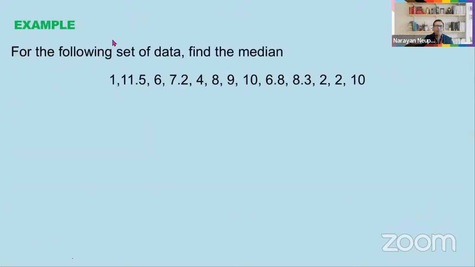So here we have the data given. For the following set of data, find the median. Now, because the median is the middle value in the arranged data, you have to arrange this data set from the smallest to the largest. Okay, so look at those values. You can see that we have 1, then we have 11.5, then 6, 7.2, 4, 8, 9, 10, 6. This is not arranged, right? So we need to arrange the data first. So let's do that.